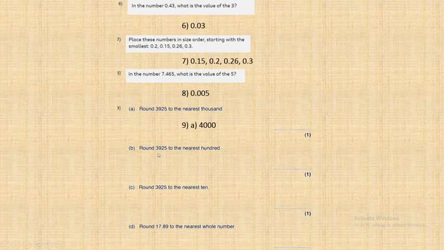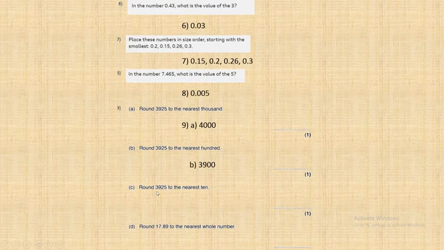Here, round 3,925 to the nearest hundred. So where are the hundreds? Yes, it's the 9. Go next door, it's 2. Is 2 a strong or weak number? 2 is a weak number, so just ignore. Ignoring in math means you make it 0. So 0 doesn't have any value. So it's going to be 3,900.